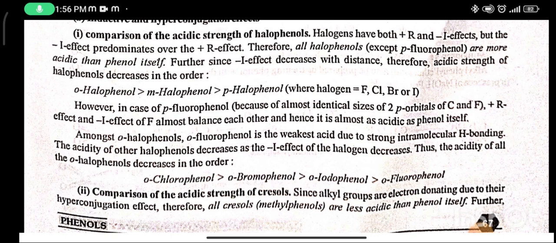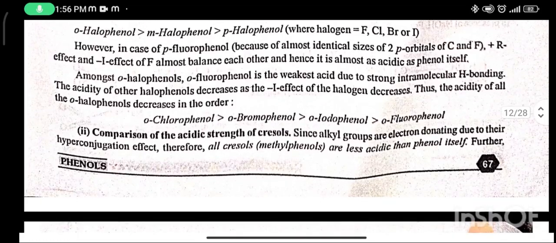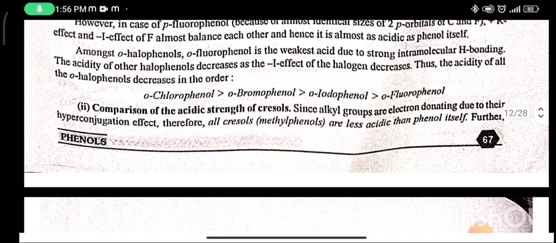Ortho halophenols > meta halophenols > para halophenols. However, in the case of para-fluorophenol, the +R effect and -I effect of F almost balance each other, and hence it is almost as acidic as phenol itself. Amongst halophenols, ortho-fluorophenol is the weakest acid due to stronger intramolecular hydrogen bond.